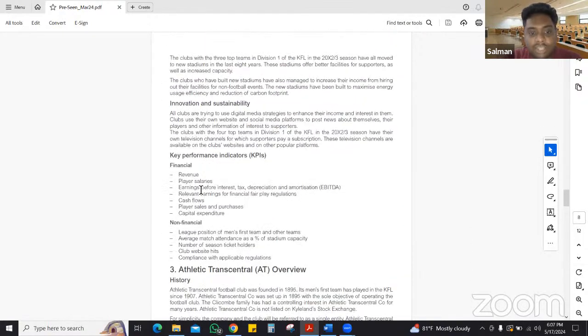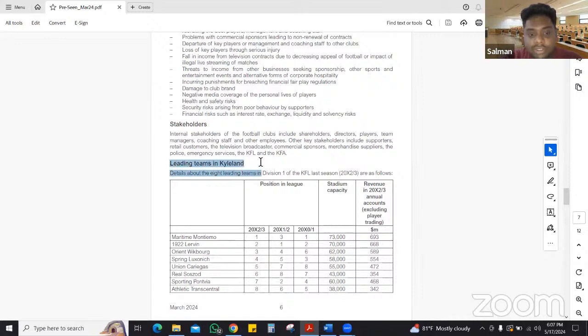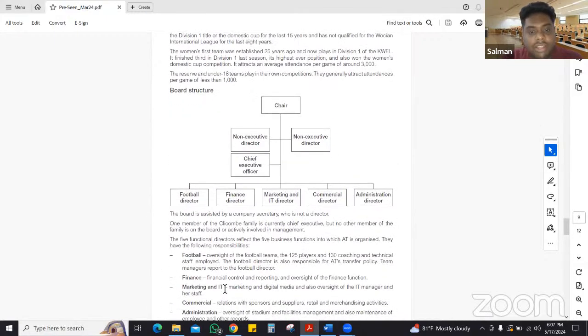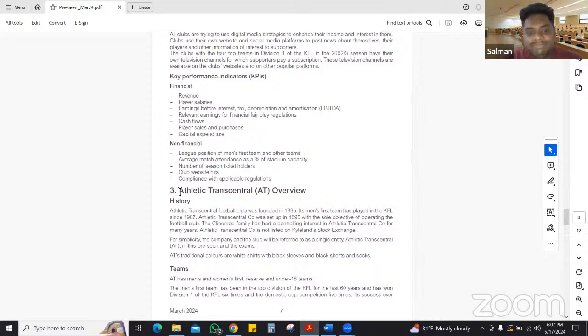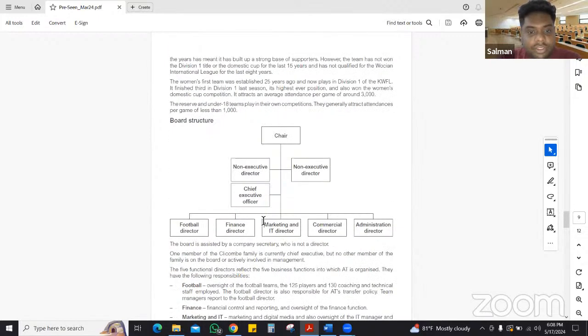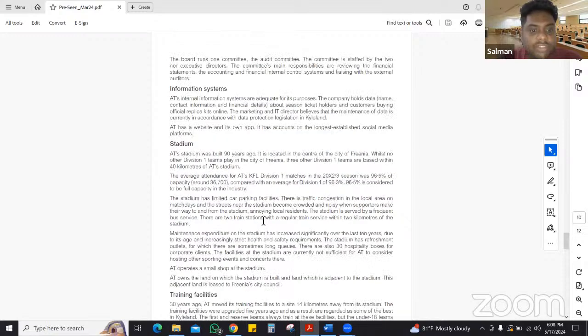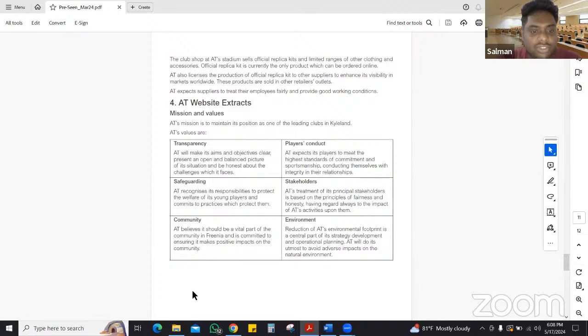As you can see, in terms of competitors, they have provided leading teams and their information as well. And then an overview of the company. They will give you details related to the company. So you know the history of the company, the performance of the company, the strengths and weaknesses of the company, and what matters for the case. Things like board structure and their departmental systems, their resources, stadium, training facilities. So see, a football club is quite different from a typical manufacturing organization.